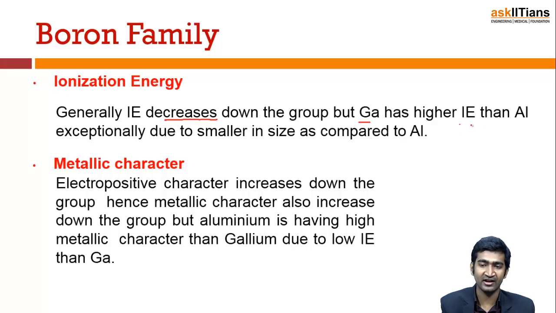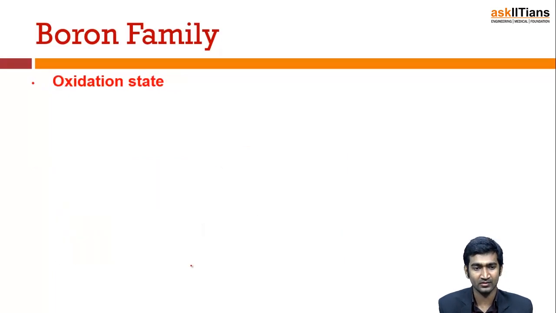It has higher ionization energy than aluminium due to its small size as compared to aluminium. So if size is small, that means what? My effective nuclear charge would be more. That's why ionization energy is higher. In the gallium case, this is an exception. If I talk about the metallic character, obviously it will increase down the group.